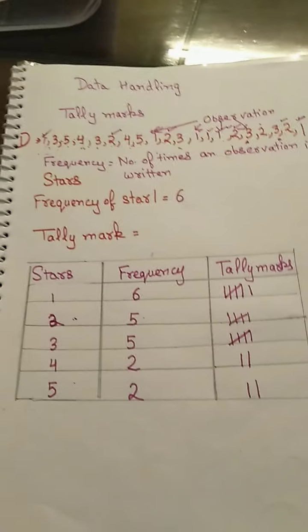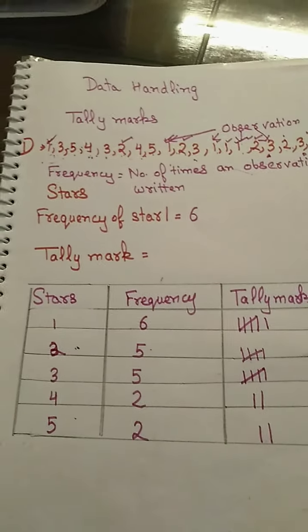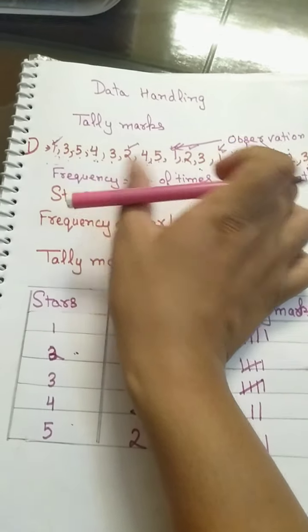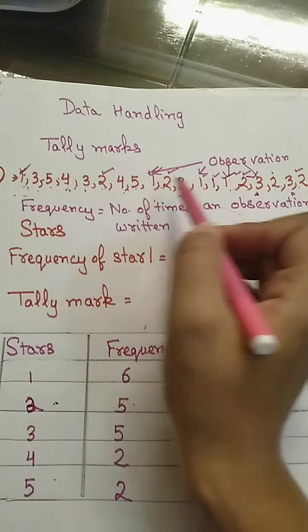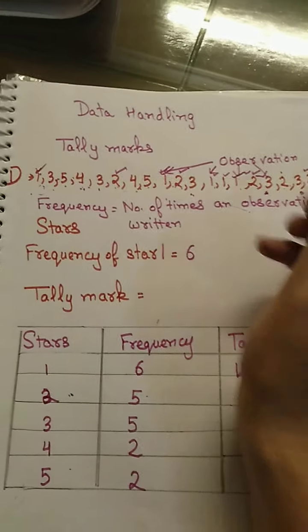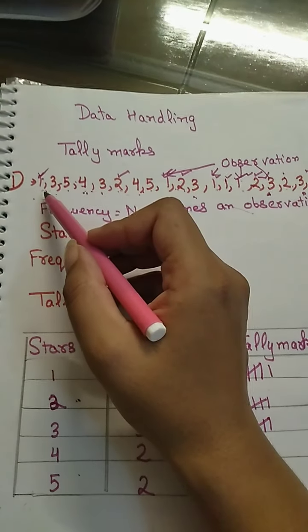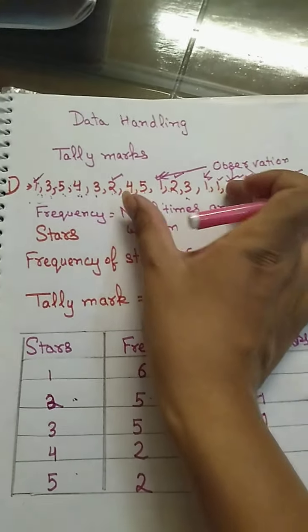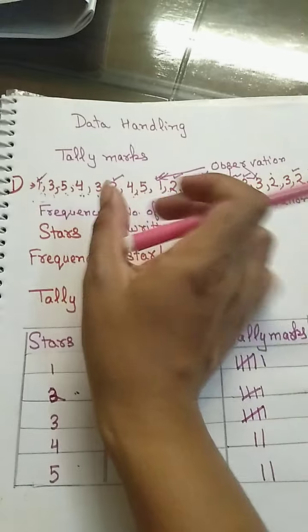Good morning class. Today we will discuss the topic tally marks of the chapter data handling. In this case, the teacher has given a 5-star rating to the students. The data given is an unorganized collection. The single digits represent the observations, like 1 is an observation, 3 is an observation, 5 is an observation. Single digits, single stars represent the observations, and the combined form of observations is data.